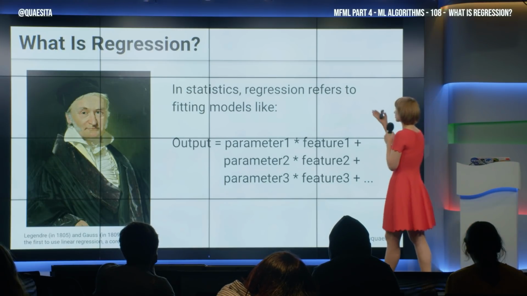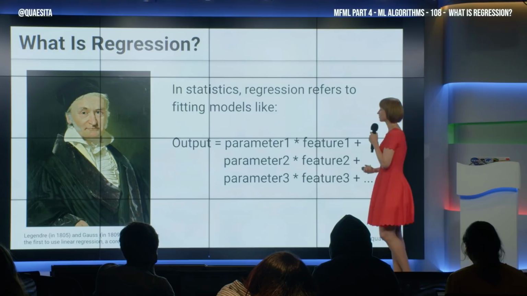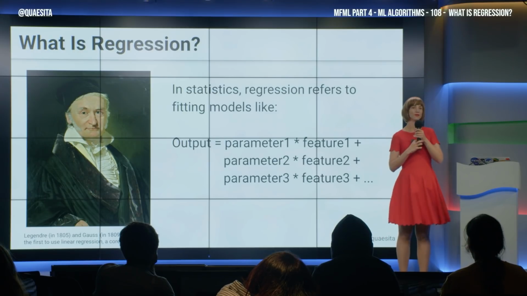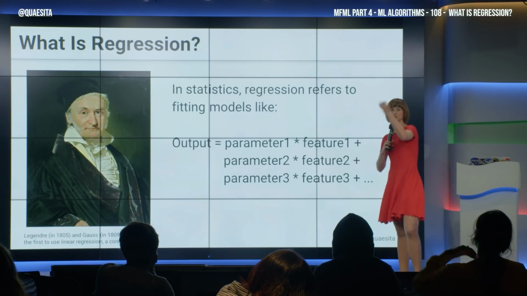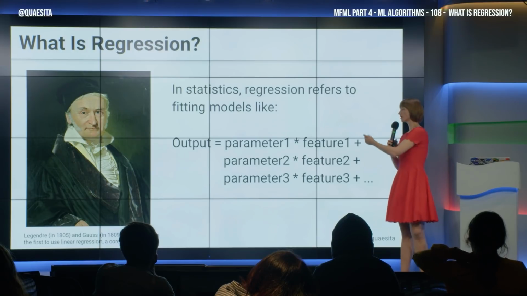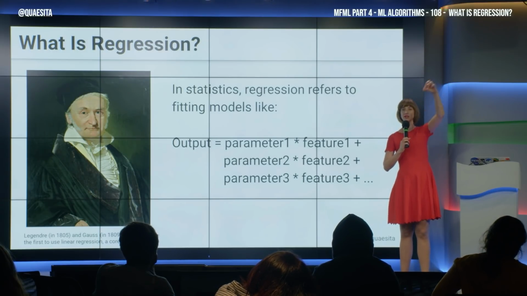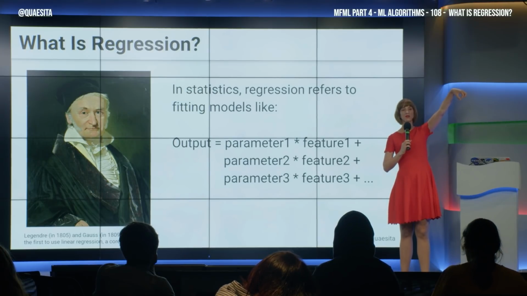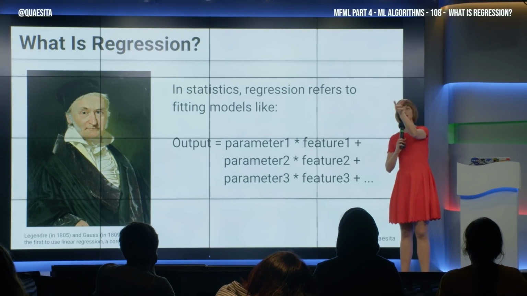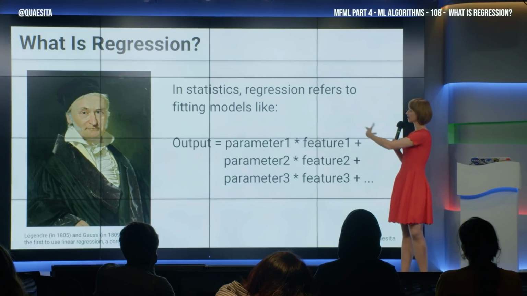In statistics, regression refers to fitting models of this form. What is this saying to us if we imagine a spreadsheet? All the features are the columns of the spreadsheet. So what are we doing? We're finding something to multiply the column by. Every column gets its own thing to be multiplied by. And then once we've done those multiplications, we add it up, and that's the prediction. So that kind of form.